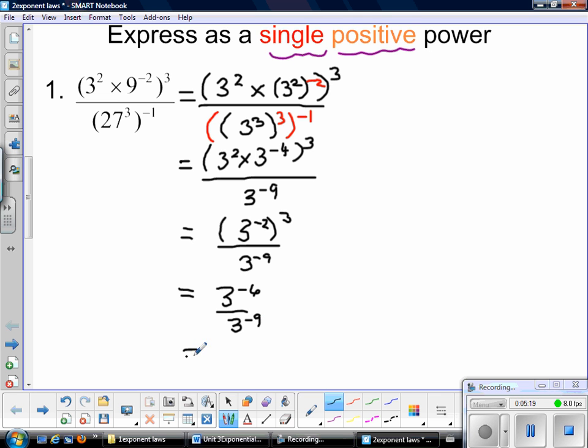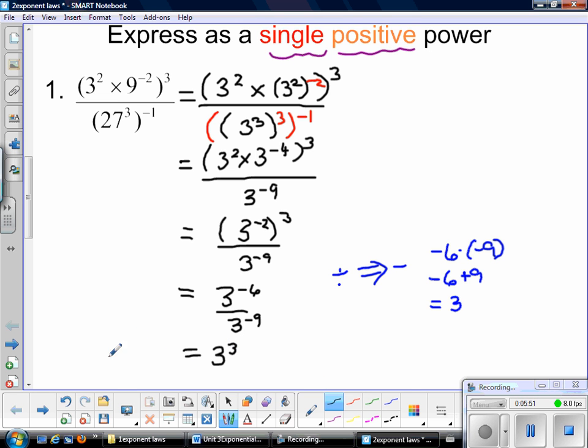Now, when I divide, in my head I'm thinking, okay, I'm dividing and my bases are the same. I know that I need to subtract my exponents. So that's going to be negative 6 subtract a negative 9, which is the same as negative 6 plus 9. So I end up with a positive 3. So that's what I'm going to end up with: 3 to the power of positive 3.